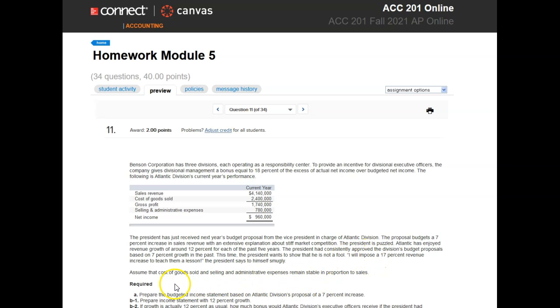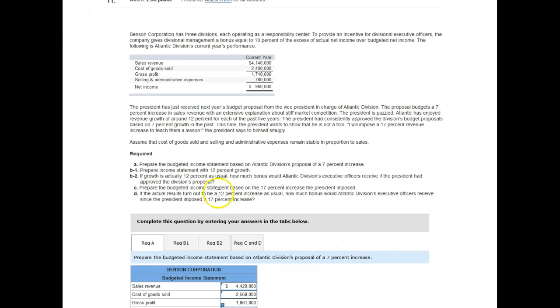So let's see what they're asking us here. They also say assume that cost of goods sold and selling administrative expenses remain stable in proportion to sales. Requirement A, prepare a budget income statement based on Atlantic Division's proposed 7%. So what they want to do is take these current year numbers and now prepare a budget based on a 7% increase. It's easy to do.